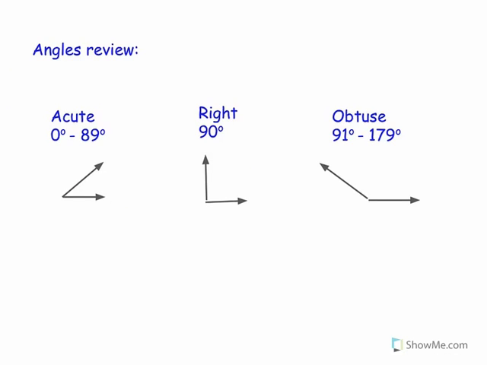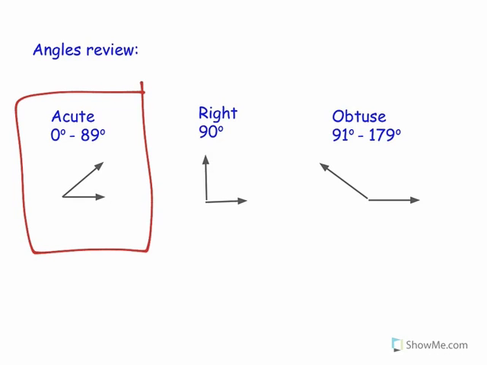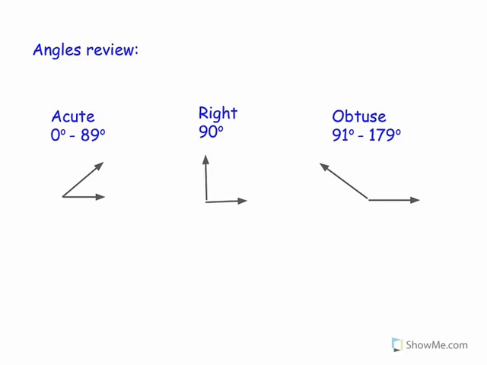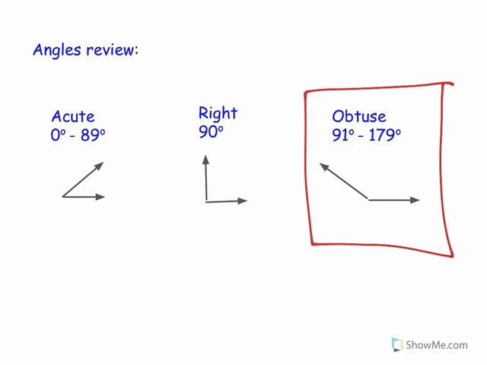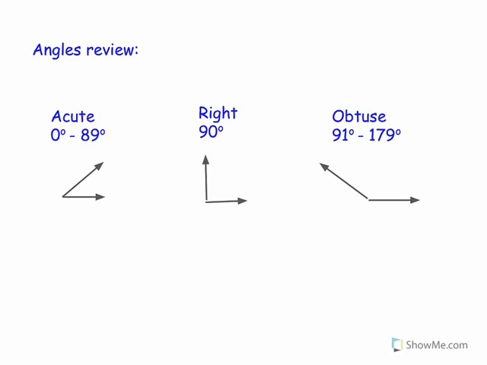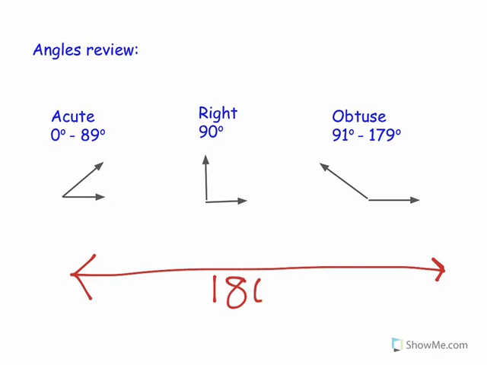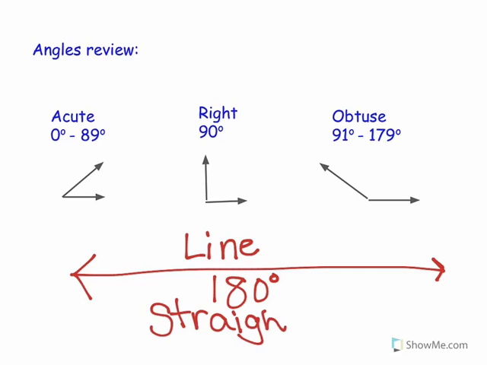So let's review. From yesterday, we learned acute angles are angles that are smaller than 90 degrees. We learned right angles are exactly 90 degrees, and obtuse angles are greater than 90 degrees. But that only goes to 179 degrees. If you remember, a line is 180 degrees. So it is its own special kind of angle. You may also see it called a straight angle.